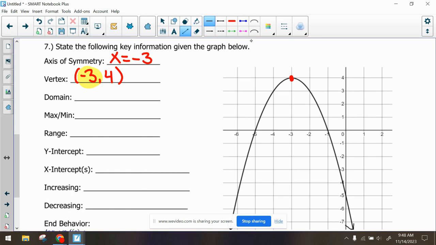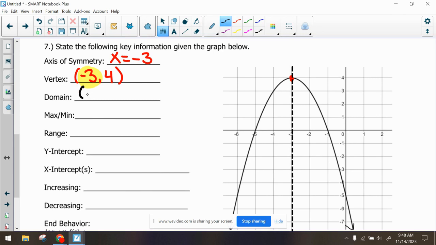So that's like a dotted line. If I were to draw it through -3, that would split my function in half. Domain for all quadratic functions, that's all our possible x values, is -infinity to infinity. This one has a maximum value that's the same as the vertex. Our range goes from bottom to top, -infinity up to 4, and 4 gets a bracket. That's all of our possible y values.